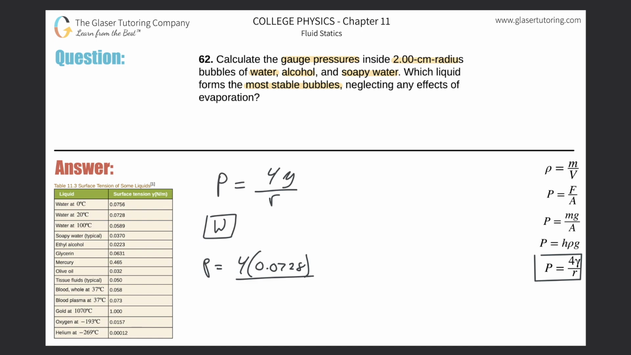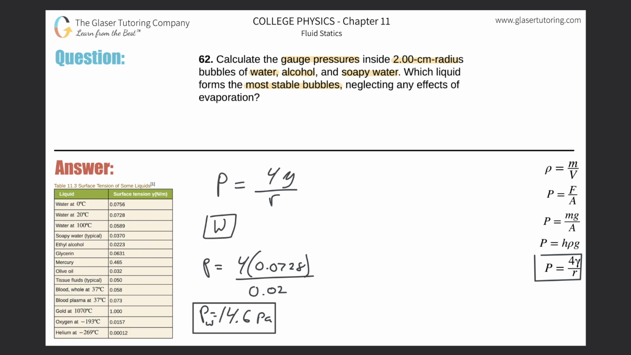Then we have to divide by the radius, 2 centimeters, but remember we need it in meters. So move that decimal 2 places to the left, and we get 0.02. Here we have the pressure inside of a water bubble to be 4 times 0.0728, all divided by 0.02. And it's about 14.56, or 14.6, and that's in pascals, standard units. So that takes care of the first one.